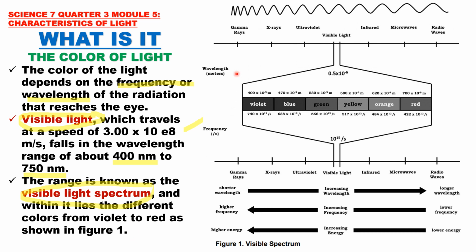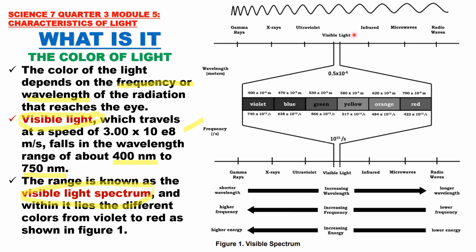So here we have figure number 1. This is the electromagnetic spectrum, and within it are the different examples of electromagnetic waves, starting with radio waves, microwaves, infrared, visible light, ultraviolet, X-rays, and gamma rays.